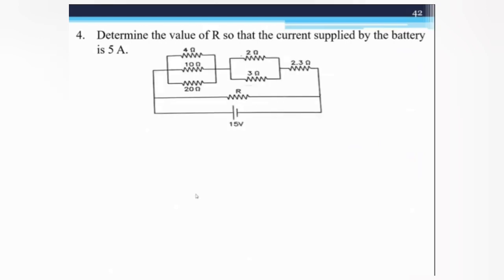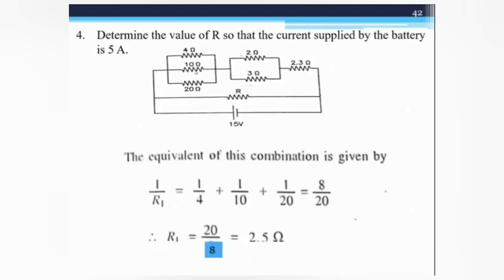Determine the value of R so that the current supplied by the battery is 5 ampere, for the circuit given below. The first step: these three resistors, 4 ohm, 10 ohm and 20 ohm, are connected in parallel. So first find the equivalent of these three resistors. 1 upon R equal to 1 upon 4 plus 1 upon 10 plus 1 upon 20. We get R equal to 2.5 ohm, the equivalent of these three resistors.